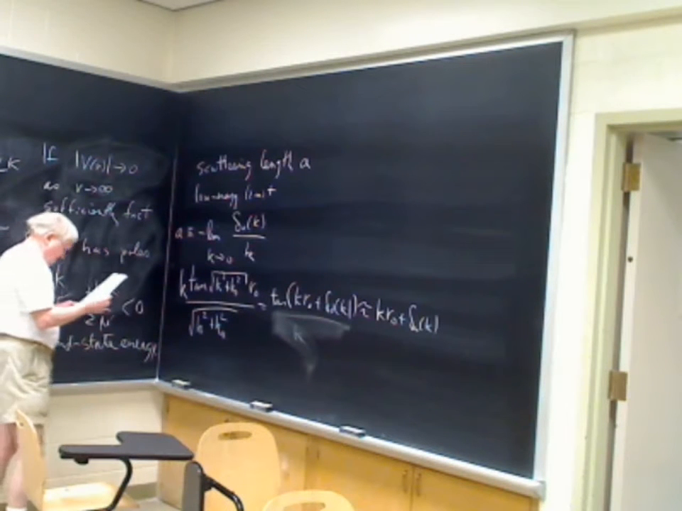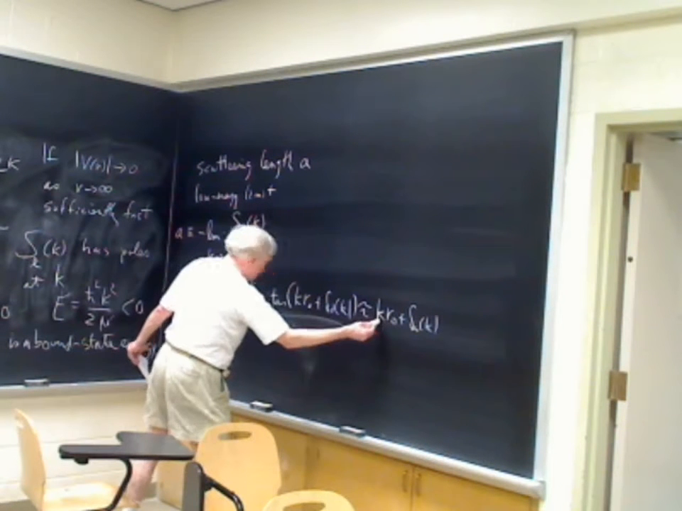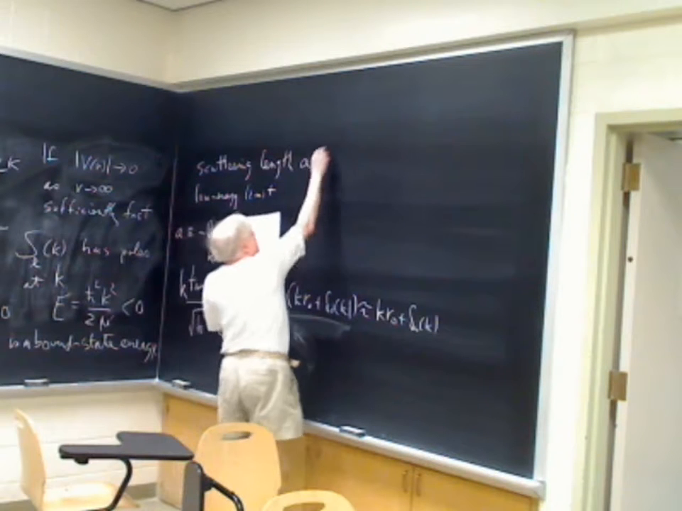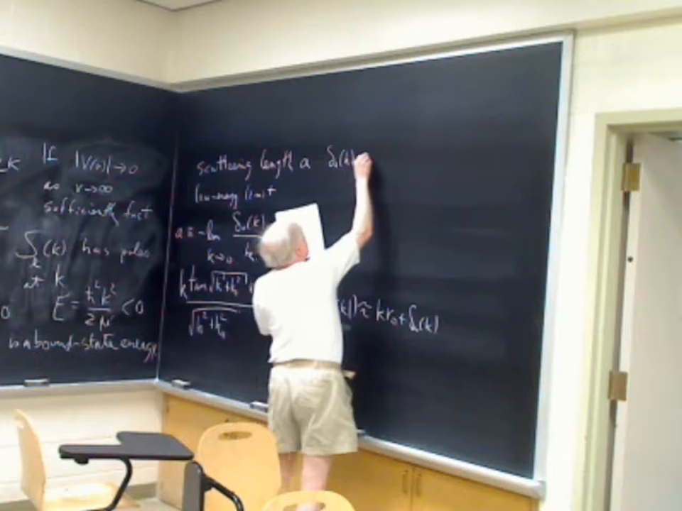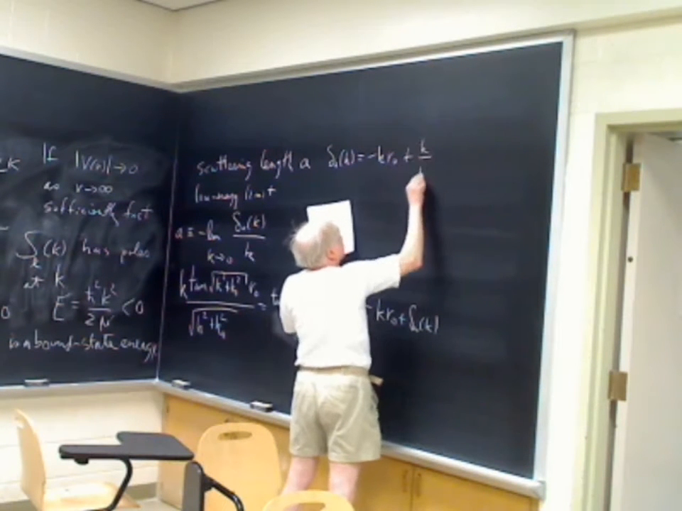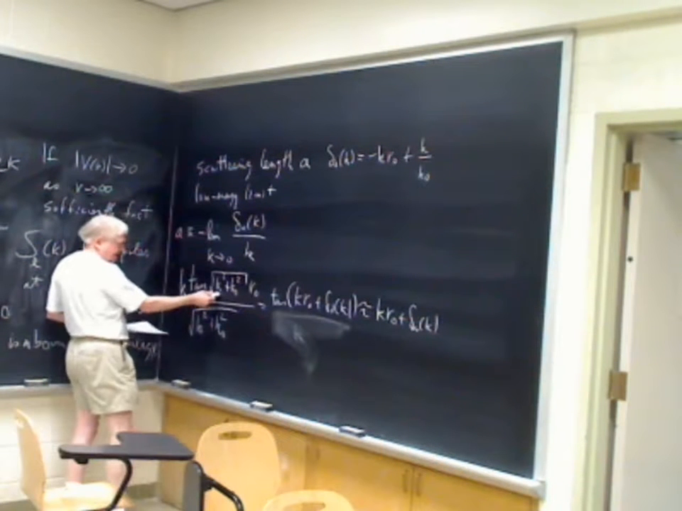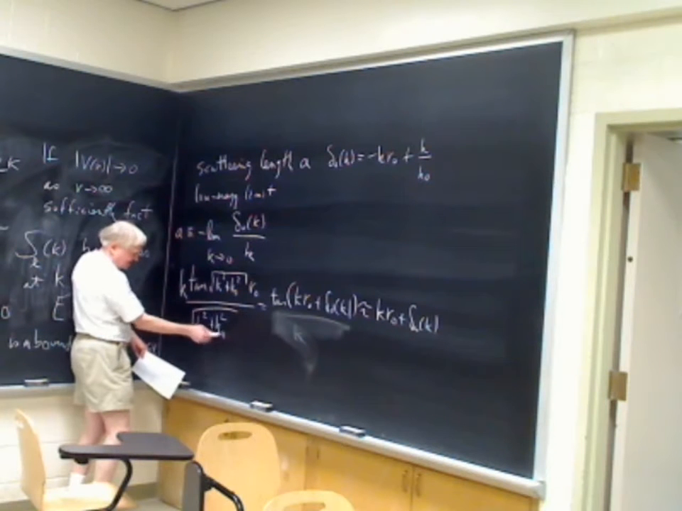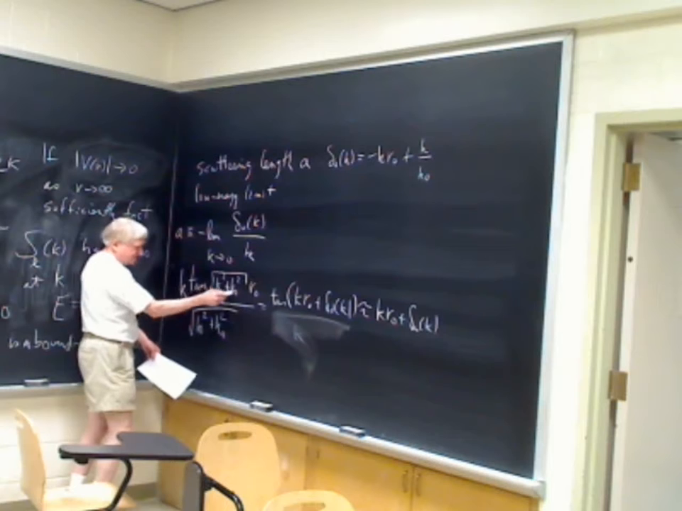And so that tells us then that delta k is minus kr0 plus this thing. In other words, delta 0 of k is minus kr0 plus k over k0. And what's the limit of this as k goes to 0? Well, as k goes to 0, this denominator becomes just k0, and this becomes just tangent of k0 r0.